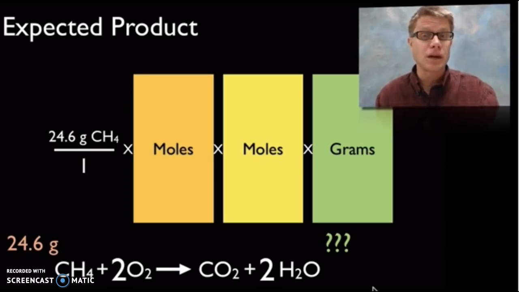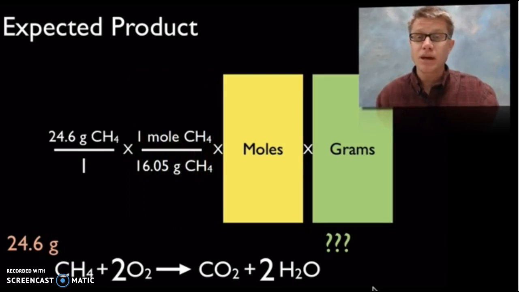First thing you want to do is convert that to moles. How do we do that? We're going to use the atomic mass of methane. Remember, it's going to be the carbon, which is 12, and the hydrogen, which is around 1. And so this is going to be the formula mass of methane. And so now we've converted it to moles of methane.